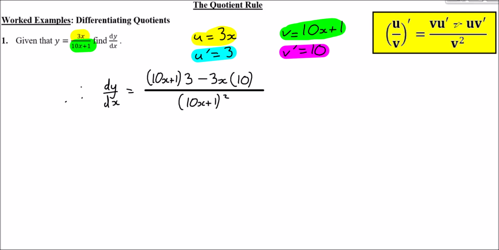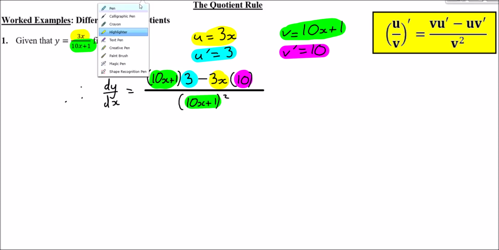So u dashed is 3, v dashed is 10, if you wonder where the numbers are coming from. The v was 10x plus 1, hence we put 10x plus 1 there, and u, of course, is 3x, all over v squared, where v is 10x plus 1. If you're wondering about what form to leave it in, normally the examiner will be clear in terms of how to write it, so we can actually leave this all over 10x plus 1 squared.